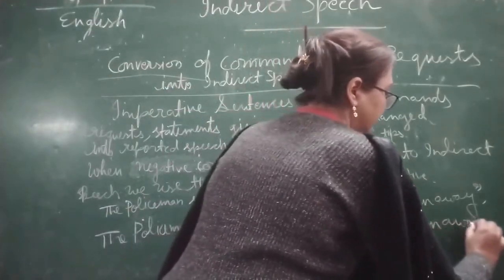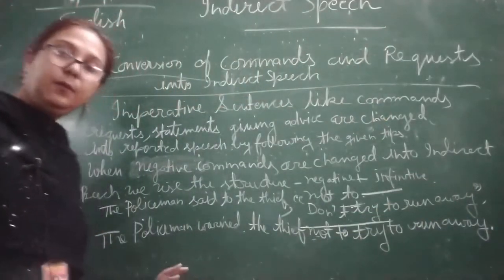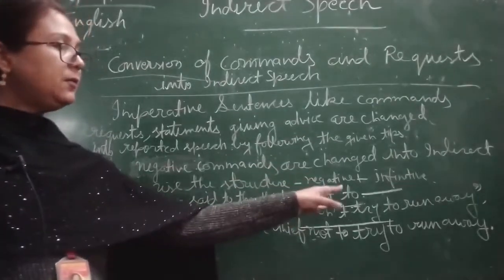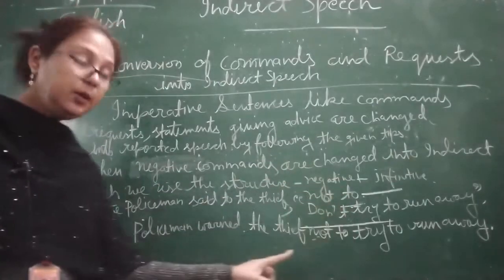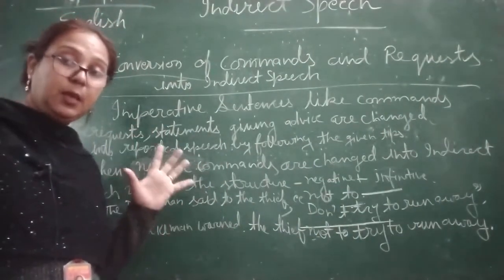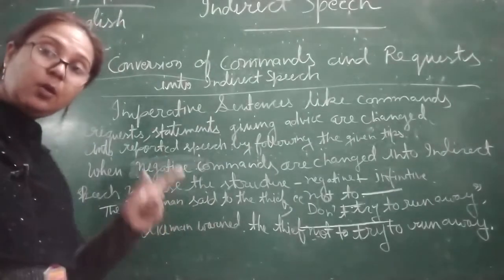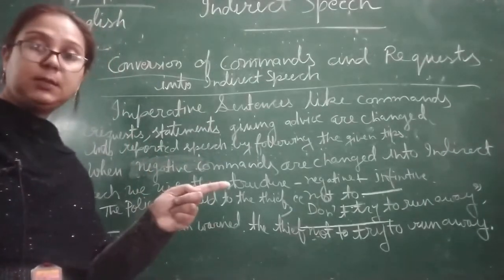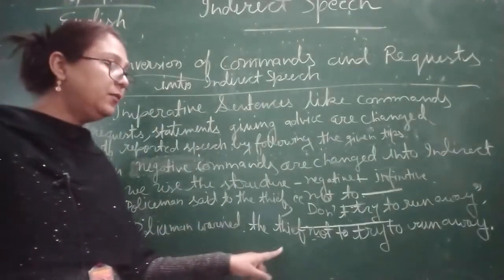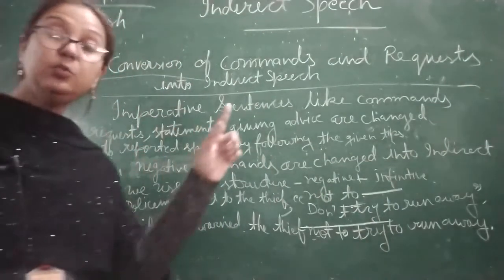Here children, you can see we have used the formula which is given. Negative plus infinitive. Because this is a negative command, that is why we have used "warned" over here. Warned means don't do this, so this is the warning. The policeman warned the thief not to try to run away.